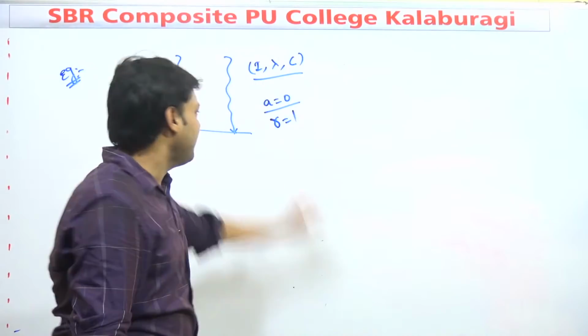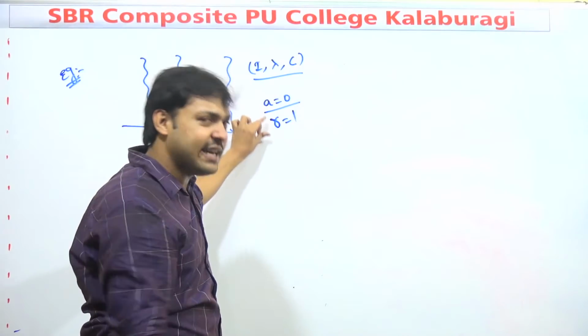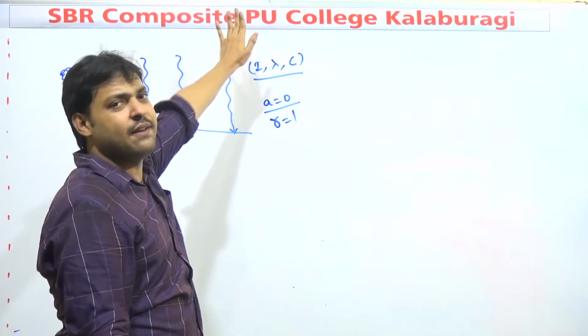So in the question, any one of these two they will give. If A equals to 0 in the sense, we can write R equals to 1, then all the photons striking will be reflected.